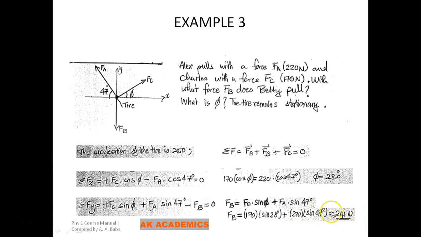241 newtons. So we have Fa is 220 from the question, Fc is 170 from the question. We found Fb as 241 newtons from our own analysis. Don't forget, always make use of your unit whenever you are making calculations or analyzing anything in physics. And we found our phi to be 28 degrees, and this sums up the solution for this particular question. Before we go to the next example, let's take a short break.